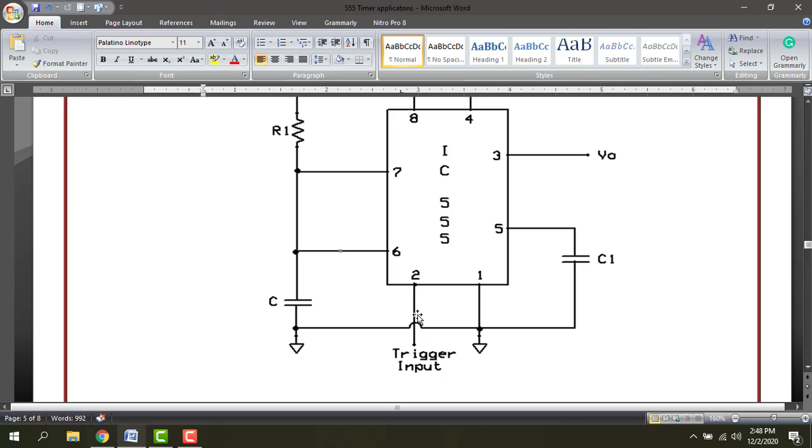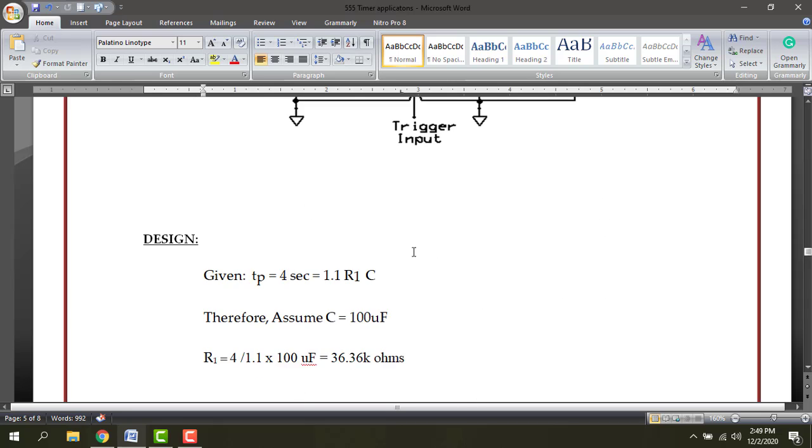Pin number 2 is the triggering input. The triggering input should be less than 1 by 3 VCC. Normally we are going to give a ground supply. If you connect the ground trigger through a switch, the output will be turned on with a designed value. So this is the circuit diagram.